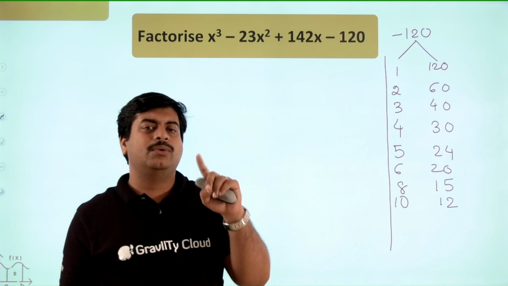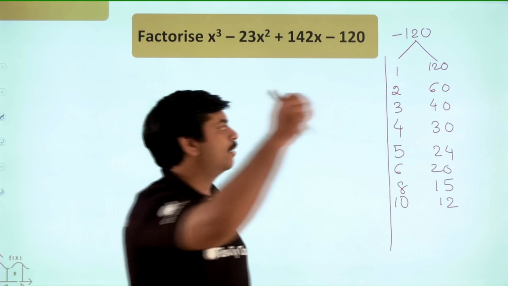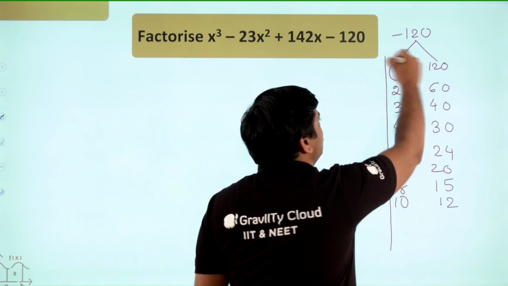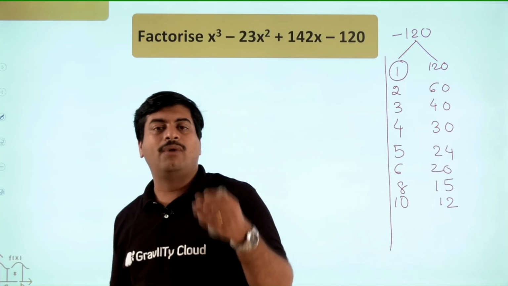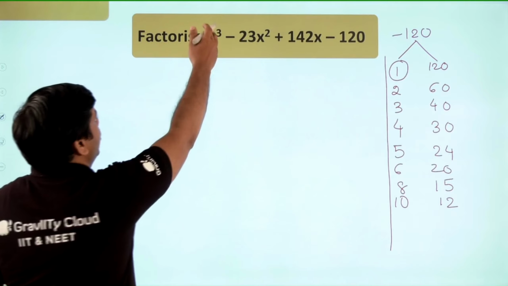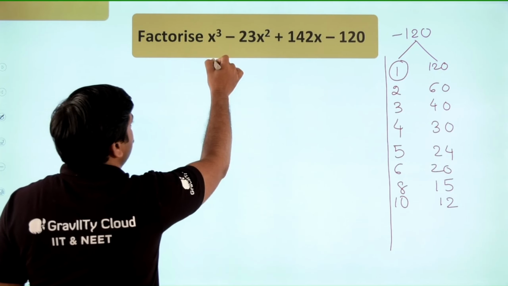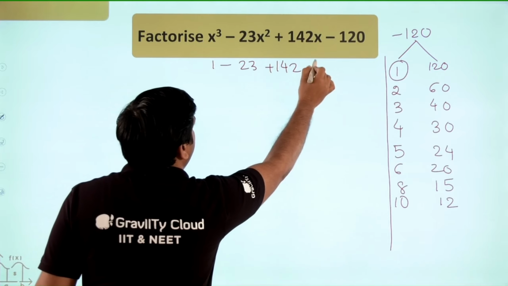So, let us try to verify with one of the values. Let us take the smaller value 1. Let us substitute 1 and see whether 1 is a factor or a solution. So, if you keep 1 here, what happens? 1 cube is 1 minus 23 into 1 plus 142 into 1 minus 120.